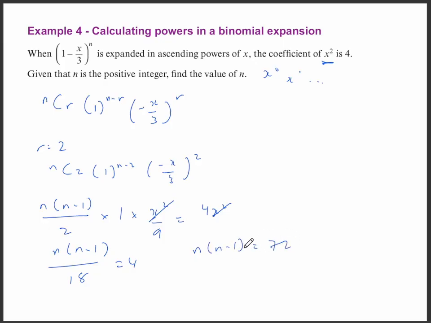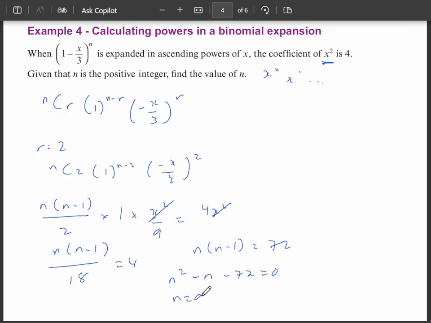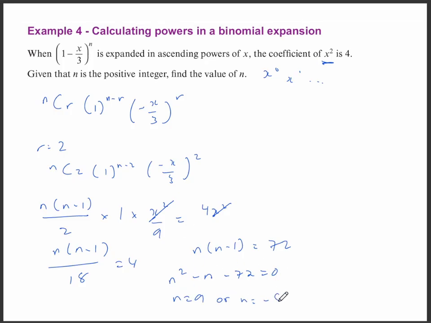Then we can expand this and use this as a quadratic equation, right? So n squared minus n minus 72 equals 0. And we can solve this right here. We will get n equals 9 or n equals negative 8. And remember they said that n is a positive integer, therefore n is going to be equal to 9. And so we reverse engineered to get our power n from the coefficient of one of the terms.